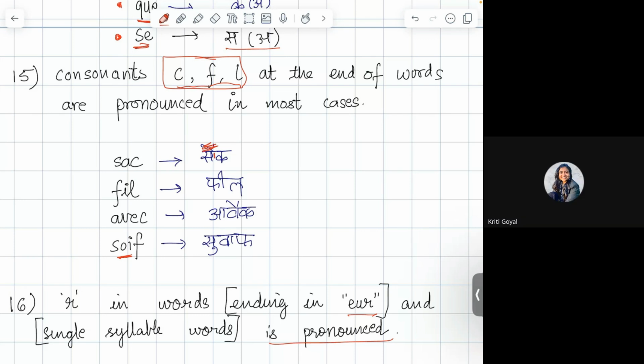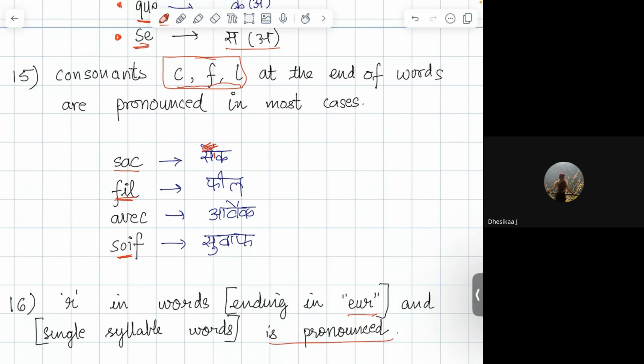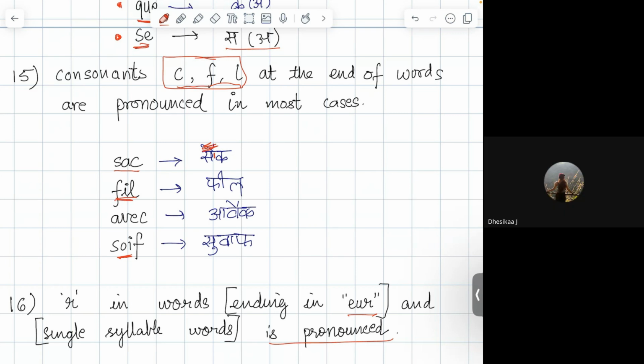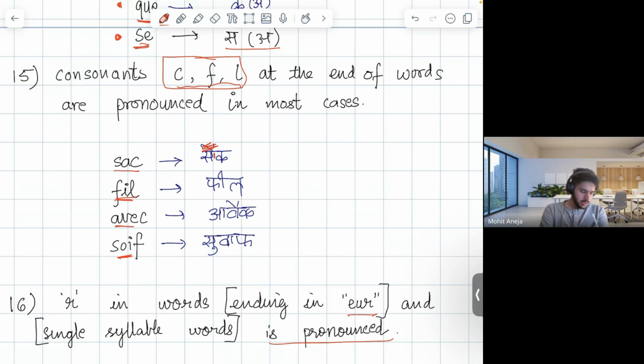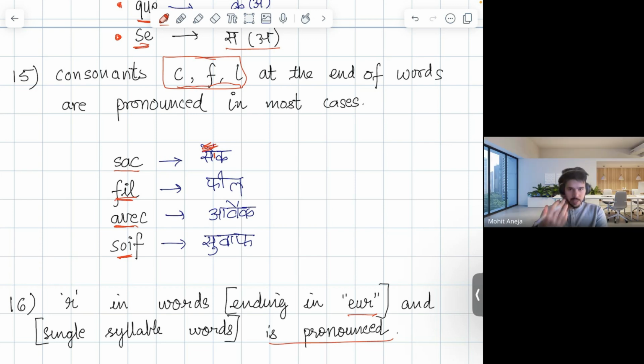So with that said, Priti, if you're back, can you say the first word? Sac. It's sac. Yes, sac. Desika, can you say the second one, please? Feel. Can you say that again? It's feel. Yes, feel. Can Hussein say the third one? Avec. Yes. So we see we don't say it as ave. We say avec. Very good.